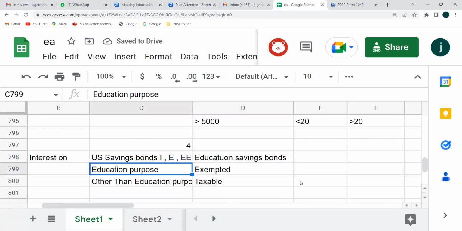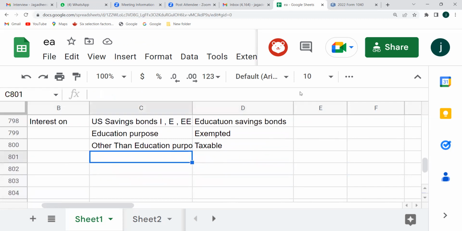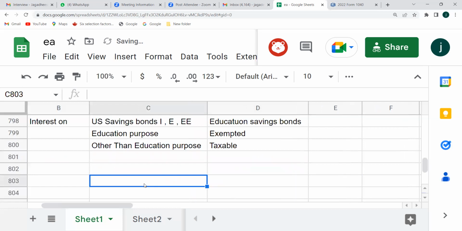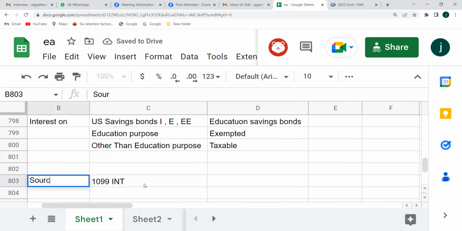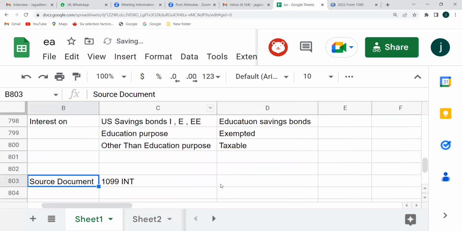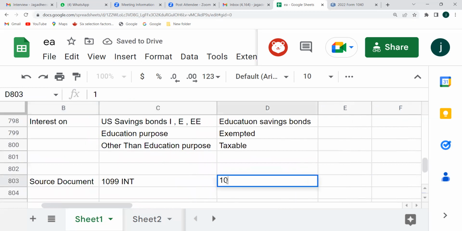And for any interest, the payer, who is giving the interest to us, will give you one form. This is the source document. The source document for interest is 1099-INT. For any income, the source document will start with 1099 only, so the 1099 series is only for income.